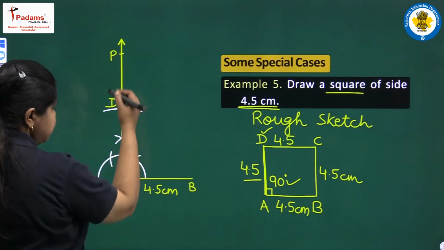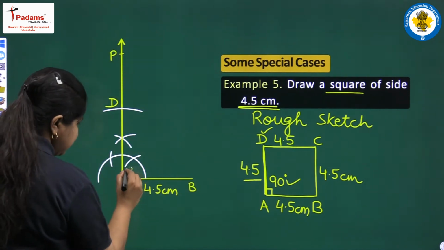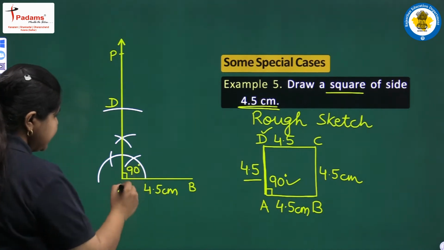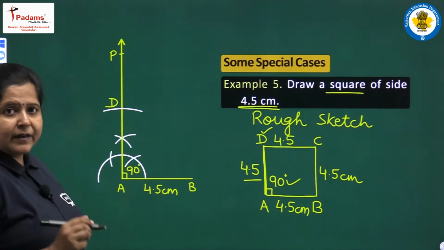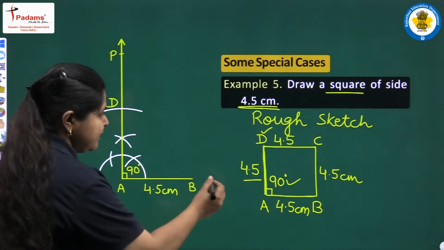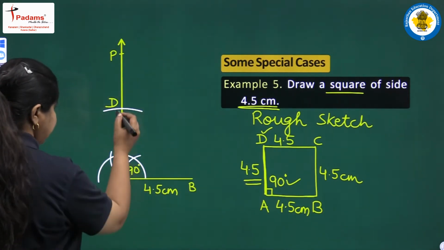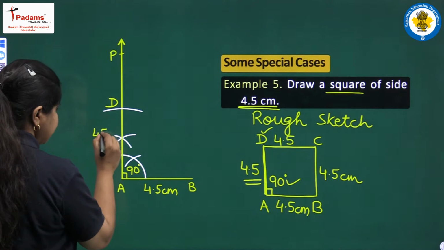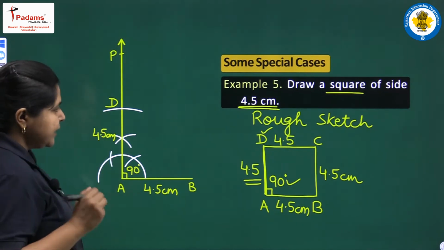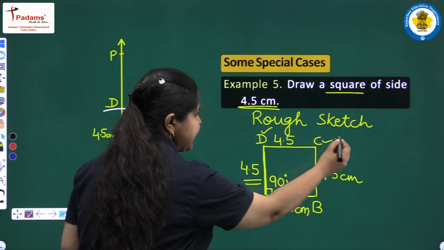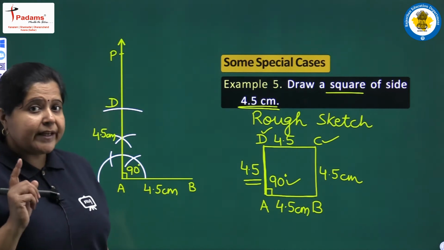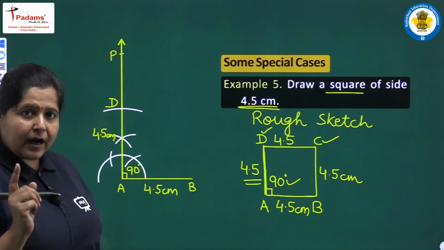So we have angle PAB of measure 90 degree at point A, and on PA we have located this point D 4.5 centimeters away from A. This is 4.5 centimeter. Now what next? We need to locate this point C. Now there are 2 ways to get this point C. How?